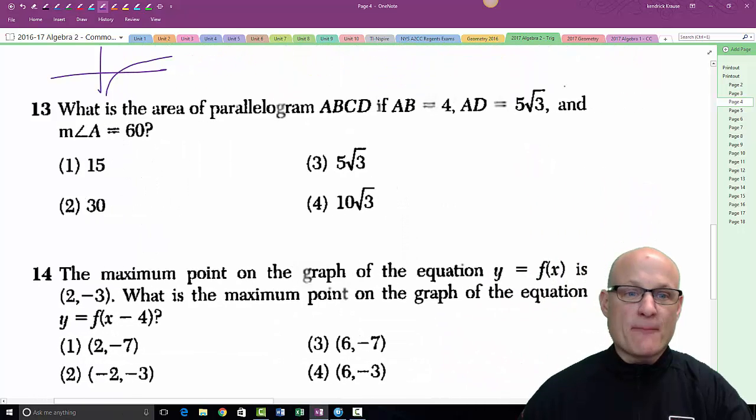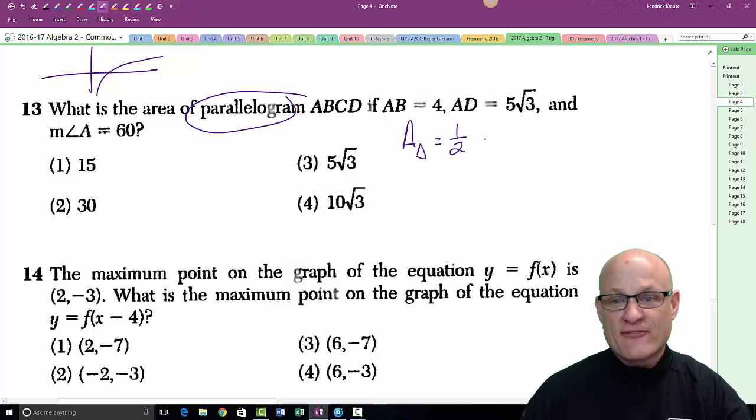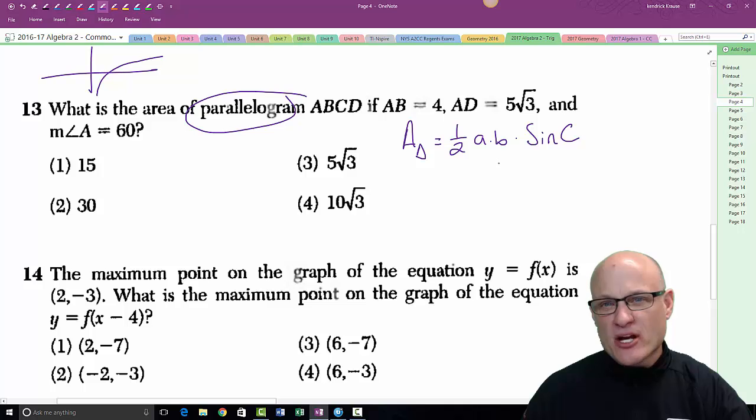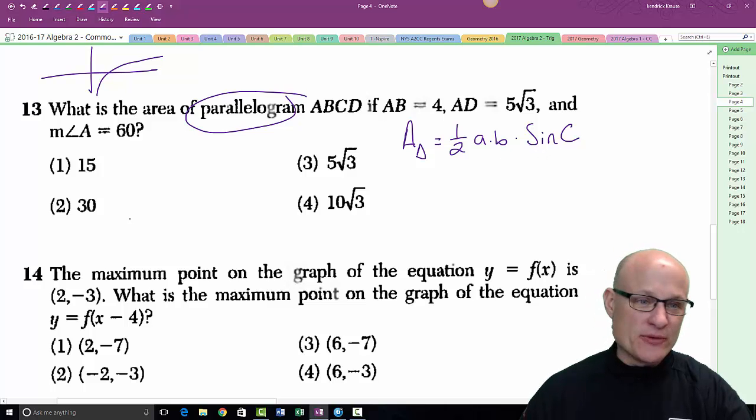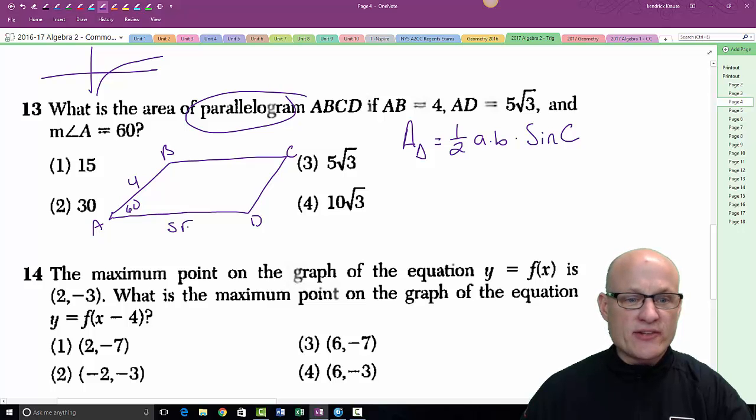All right, what is the area of the parallelogram? Parallelogram. So we have an area formula for a triangle. An area formula of a triangle is 1/2 a times b times the sine of c, where a and b are the 2 sides, and c is the angle in between. Let's see if that's what we have here. Oh, crap. We have a parallelogram. Let's call this A, and we'll make it 60. B, C, and D. And AB is 4, and AD is 5 square roots of 3. So that's exactly what we have here, except this would be the triangle that I would have.